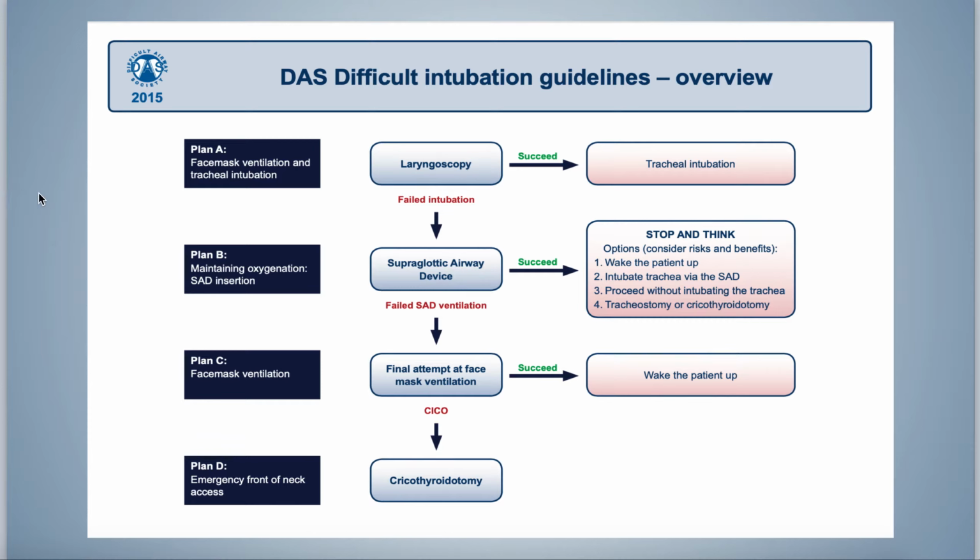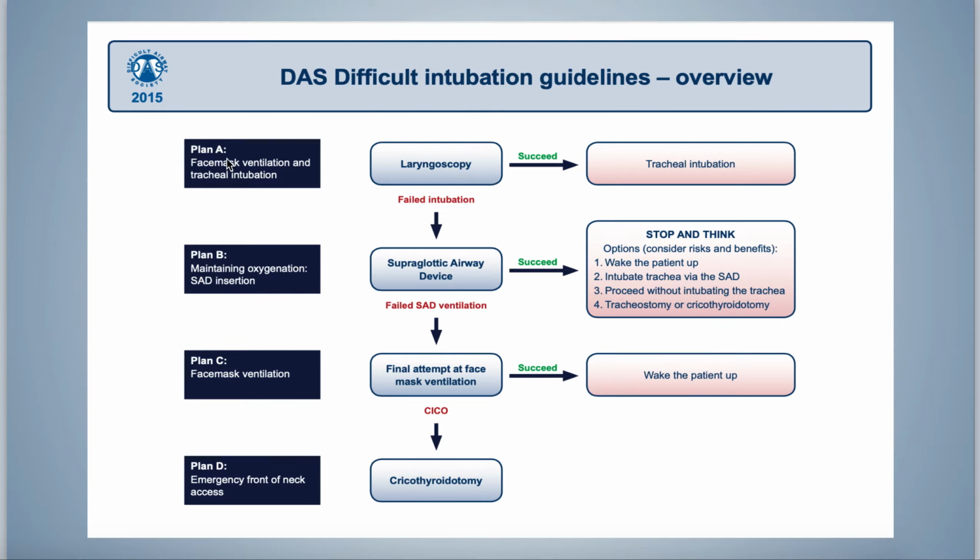Now, after this simple introduction, let's go to the serious part of the presentation. This is the Difficult Airway Society UK Guidelines 2015. This is the full overview about the whole process of intubation scenario. There are 4 steps: Plan A, Plan B, Plan C, Plan D.